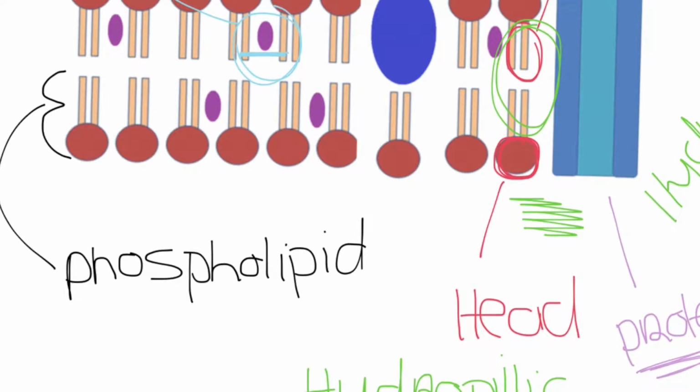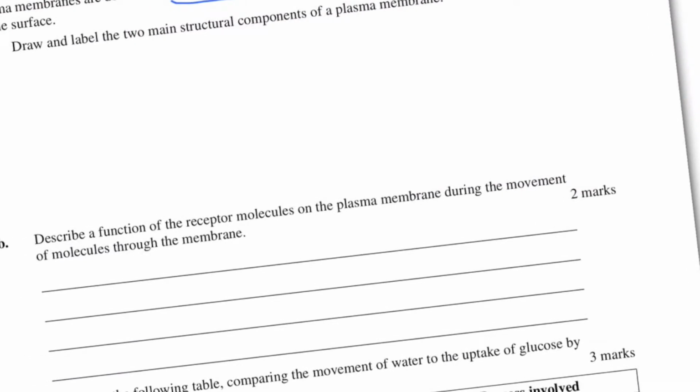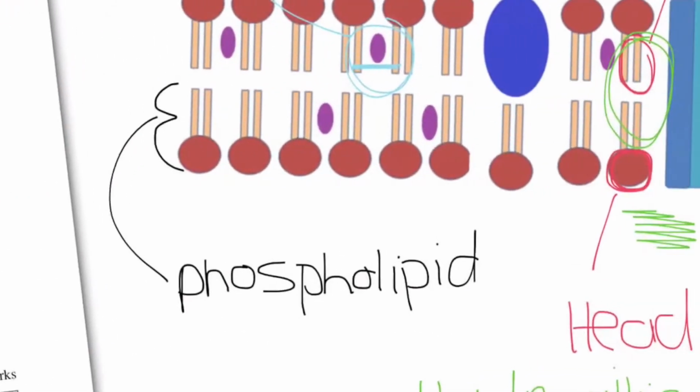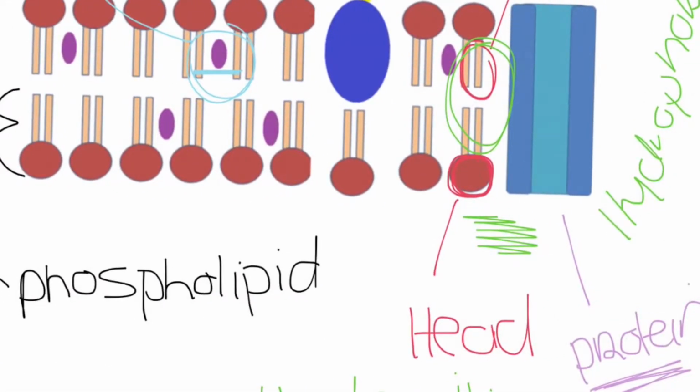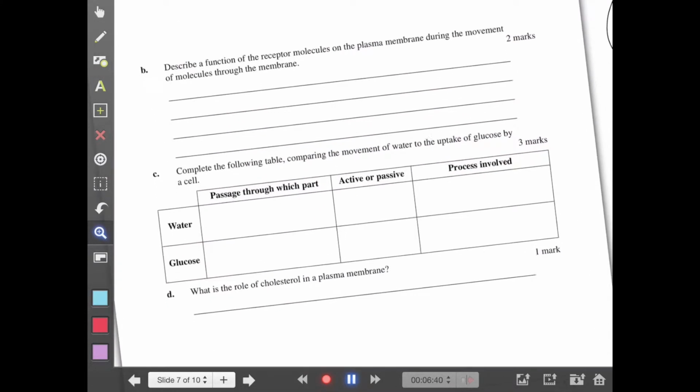So if you go back and you have a look, it's saying to you that it's worth 2 marks. Okay, so most of the time, if you just label the hydrophilic head and the hydrophobic tail, that will give you enough, but you never know. So label as much as you possibly can when you're in an exam. Beautiful. So let's move on to question B.